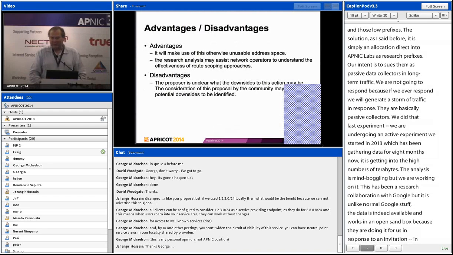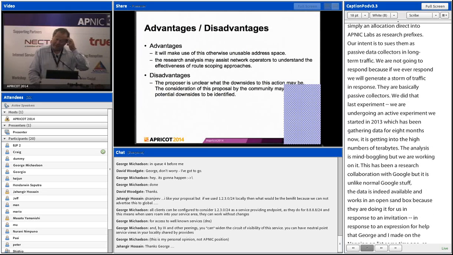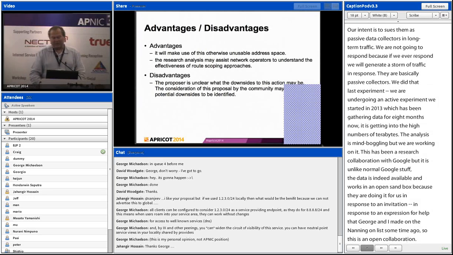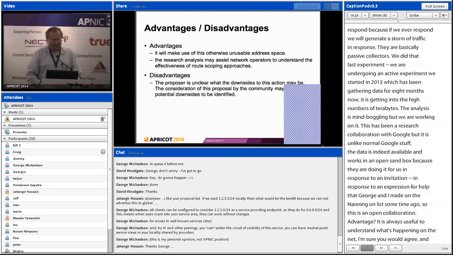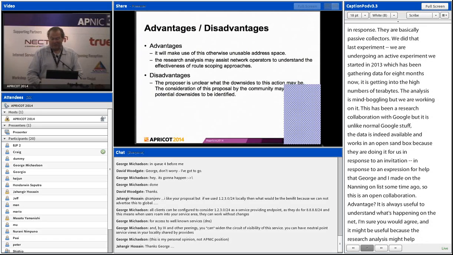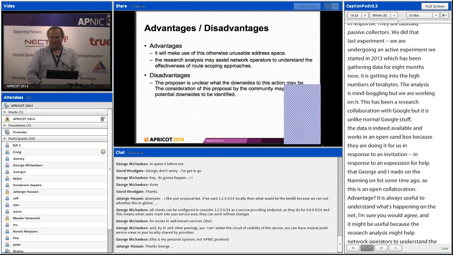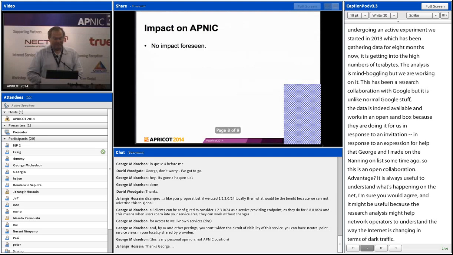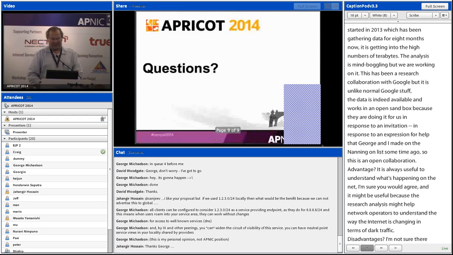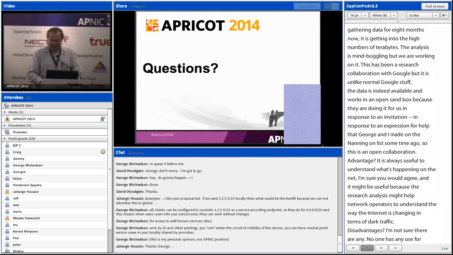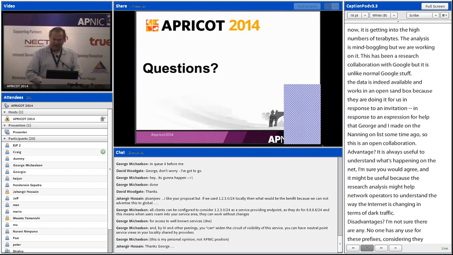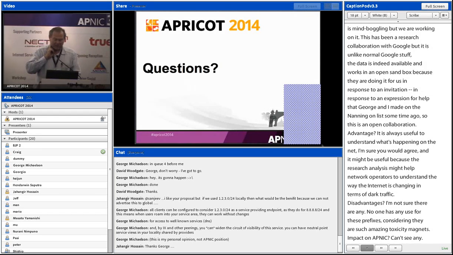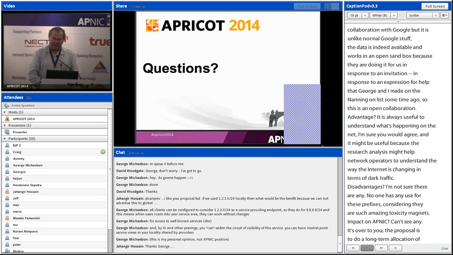Advantage, well, it's always useful to understand what's happening in the net, and I'm sure you'd agree. And this research analysis might help network operators out there understand the way the internet is changing in terms of dark traffic. Disadvantages, I'm really not sure there are any. No one else has got a use for these prefixes, considering that they are such amazing toxicity magnets. Impact on APNIC, can't really see any. And then it's over to you. So the proposal is to do a long-term allocation of those 2 prefixes into APNIC to straighten up what is a temporary quarantine measure that we're currently operating under at the moment.